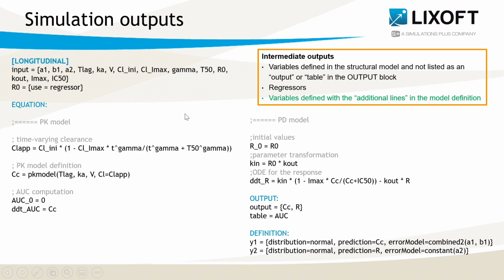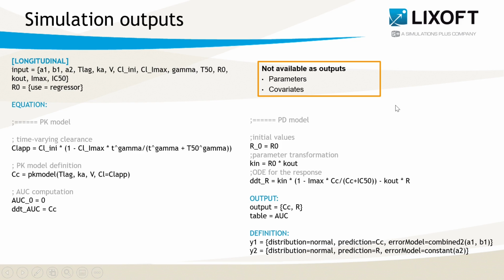Furthermore, note that it is possible to define additional variables in the structural model directly from the interface with the additional lines option that will be presented in a later video. All variables defined this way can also be used as simulation outputs. Finally, parameters and covariates are not available as simulation output, but they will appear in the Result tab and output files automatically. Let me now simulate this model with different simulation outputs.